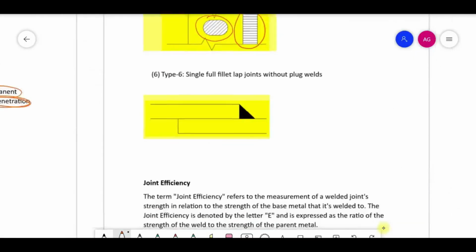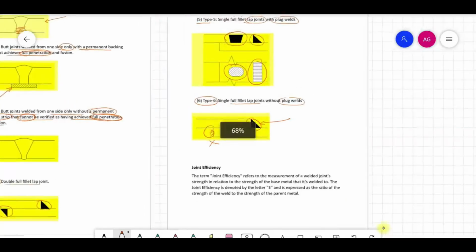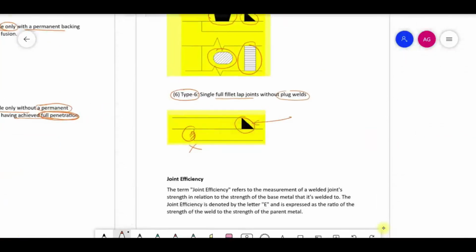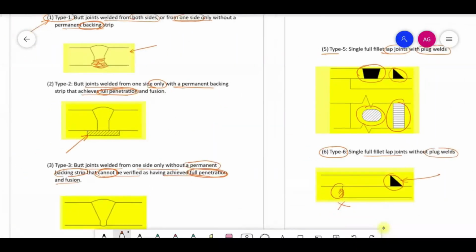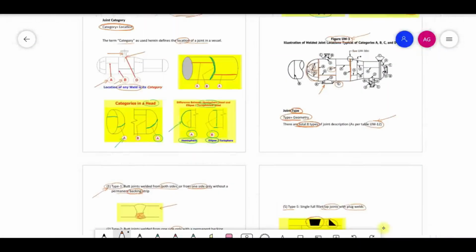After that, the joint of type 6 is a full fillet lap joint without plug weld, so there is no plug weld in it, and it is single, which means there is only one side. Single means your joint is here only. This is also a fillet lap joint, and plug weld is also not there in this, so this will be called type 6 joint. So this is the whole system. These are the different types of joints.